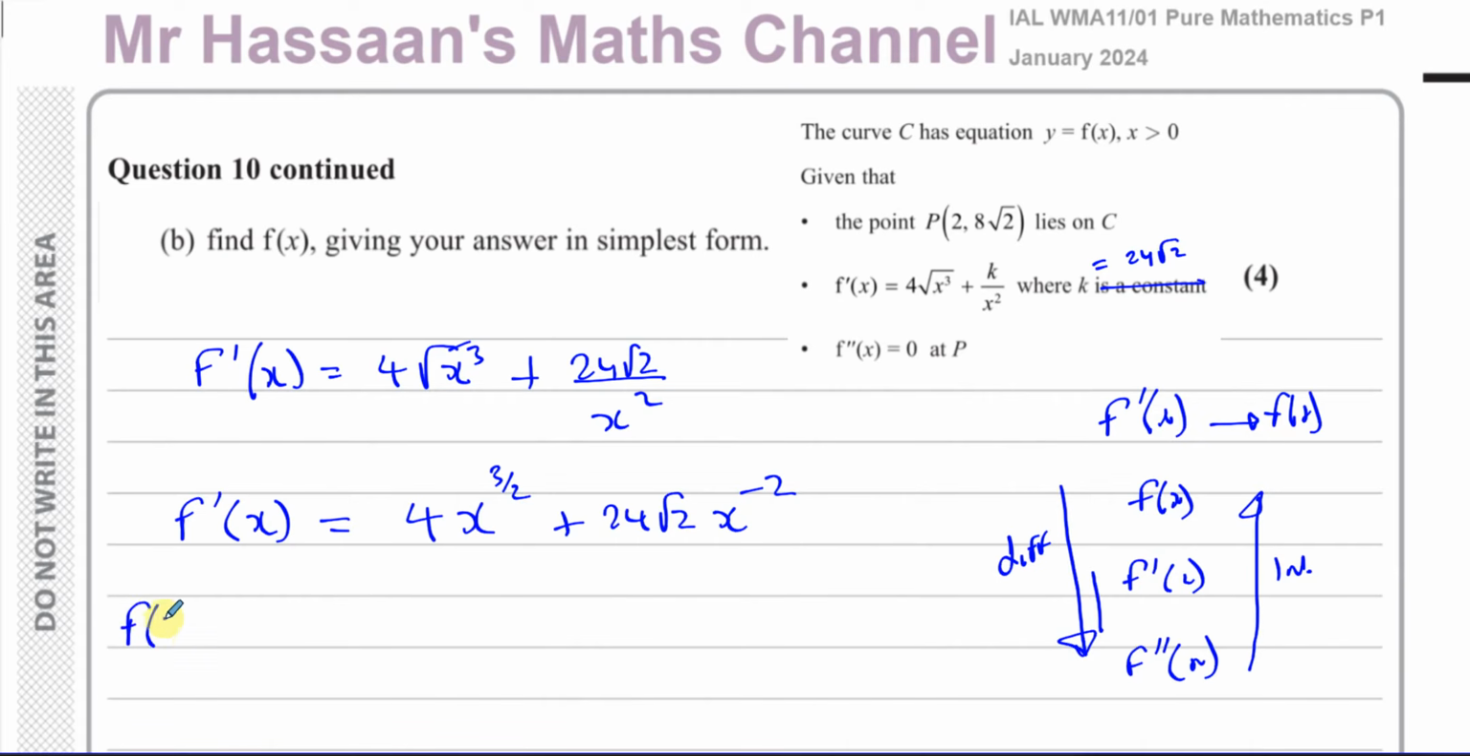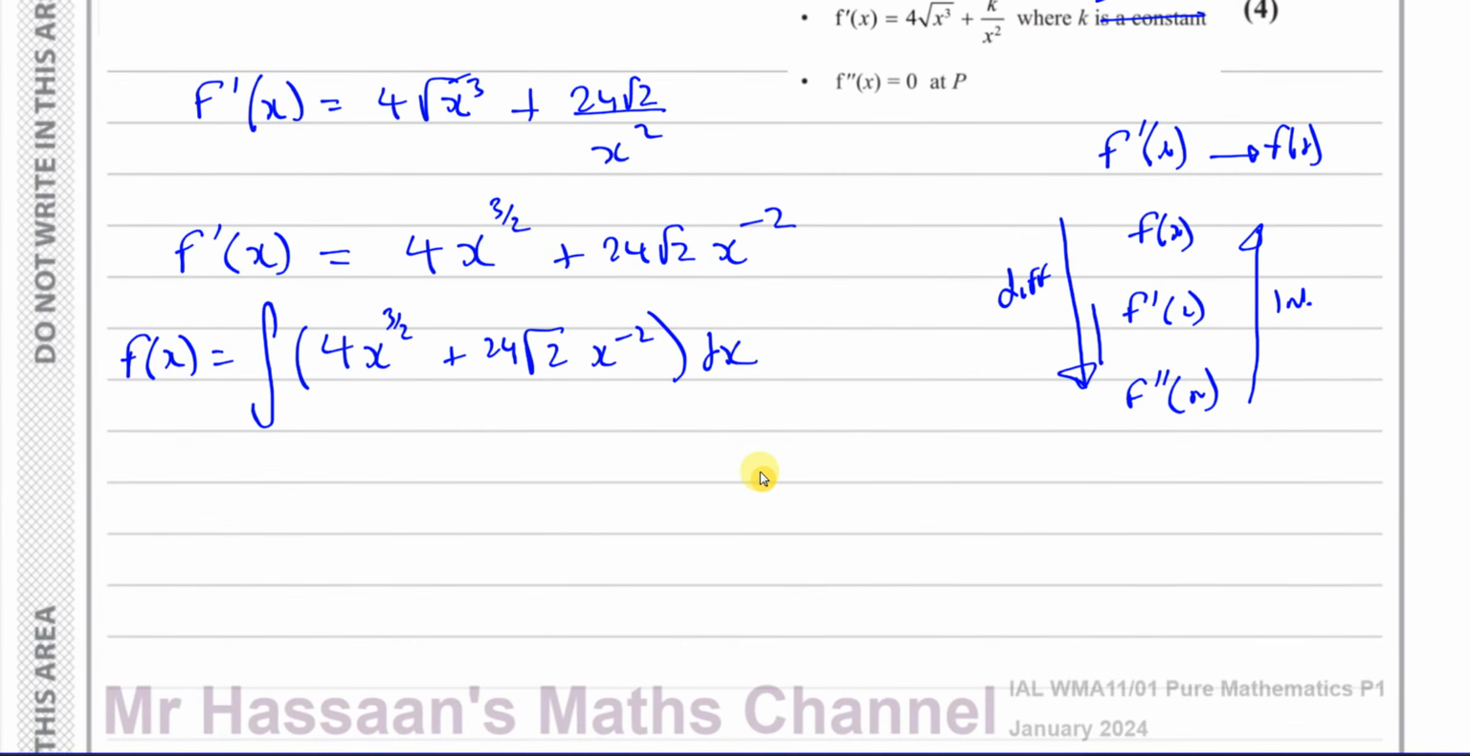So we can say f of x is equal to the integral of 4x to the power of 3 over 2 plus 24 times root 2 x to the power of negative 2 with respect to x. And we have to find what f of x is. So first of all, we integrate. There's a couple of ways we can do this, but I'll stick to this particular way because we don't learn about definite integration until P2, so I'll leave that for later.